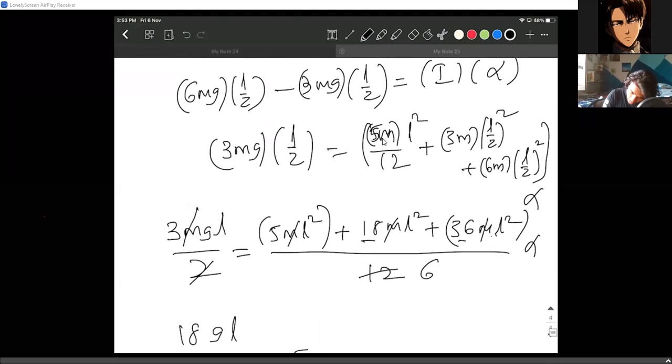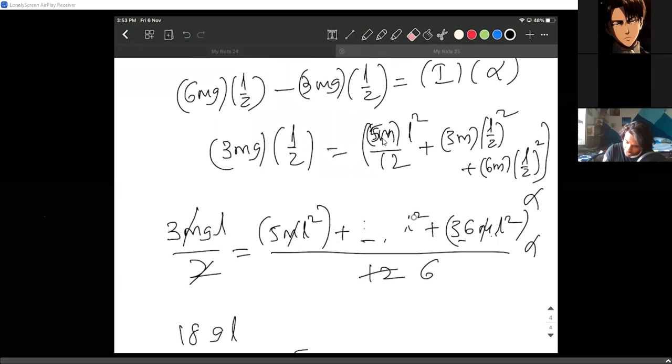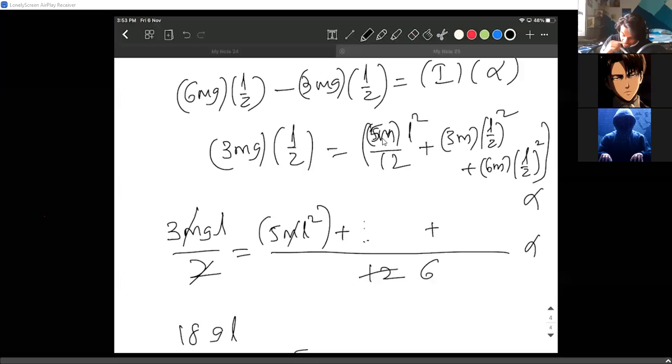Oh, okay. I made a calculation mistake here. I'm sorry. It totally slipped off. My mind is so lazy today. I'm not even doing proper calculations. Anyway, let me look at it. So 4, 3, so 9 mL square. 4, 3, so 18 mL square.